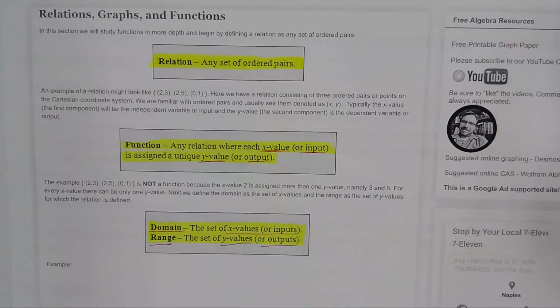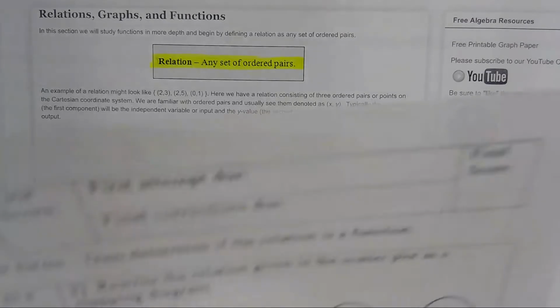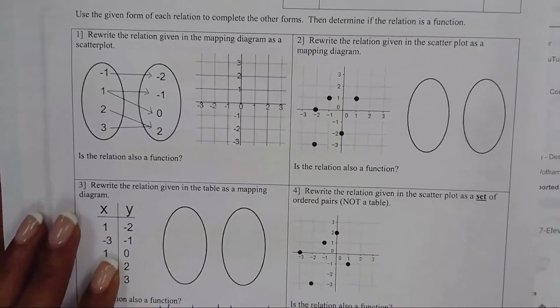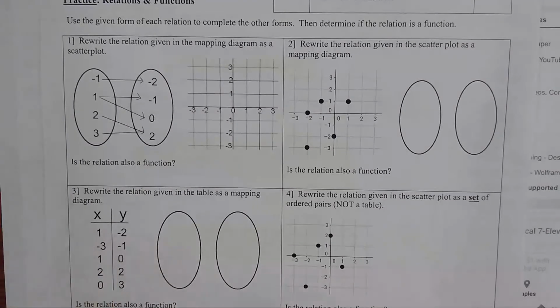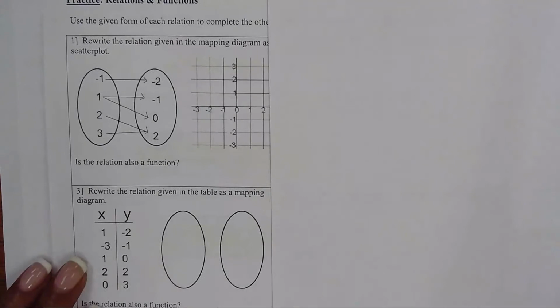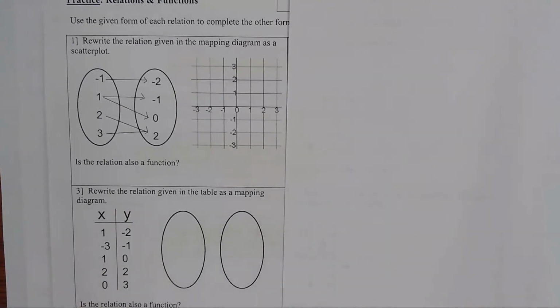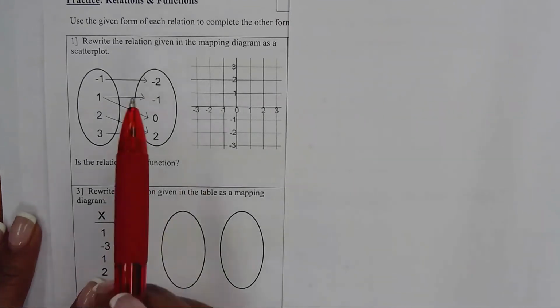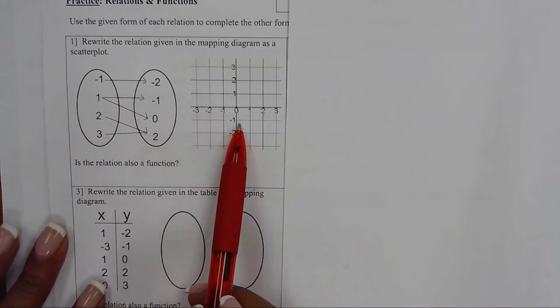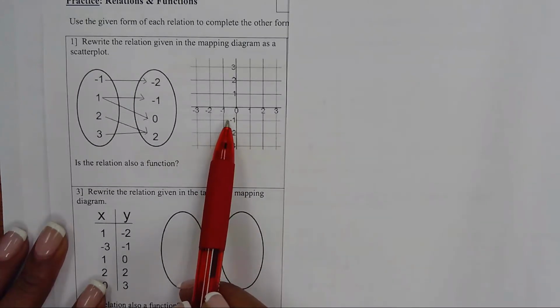Alright, so we're going to practice a couple of these just to refresh your memory. So let's use number 1 as my example that we can work out together. Number 1 says rewrite the relation given the mapping diagram as a scatter plot. So basically they want us to transfer the ordered pairs in this mapping to this graph on the coordinate plane and then determine if it's a function or not.